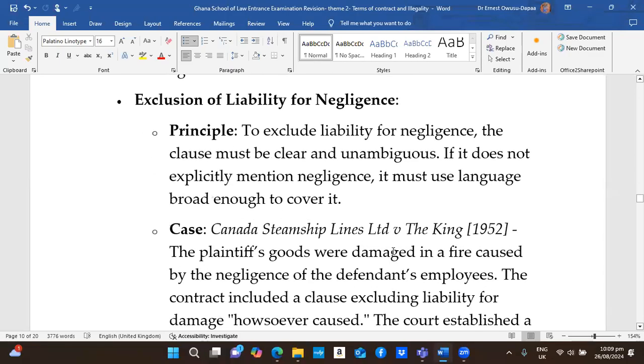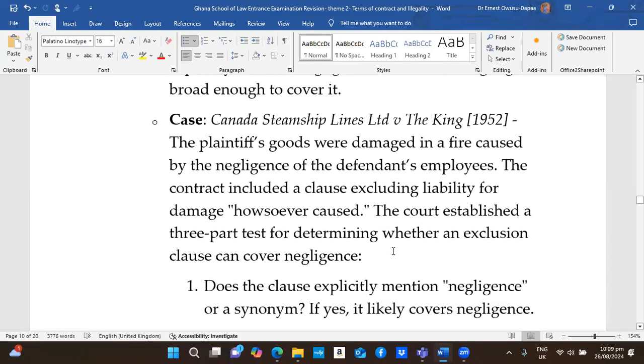Of course, when it comes to liability for negligence, where the exclusion clause seeks to exclude liability for negligence, there must be no ambiguity whatsoever. If there is any ambiguity, the courts would take a stand against it, and for that matter, it will not inure to the benefit of whoever is supposed to benefit from it.